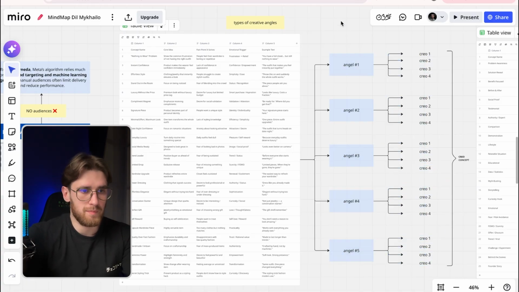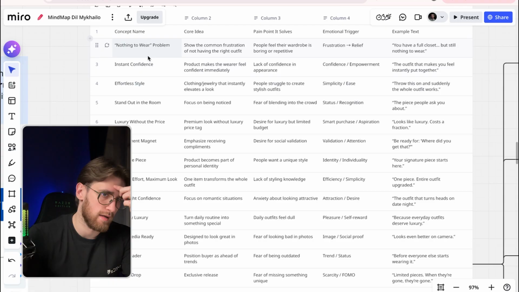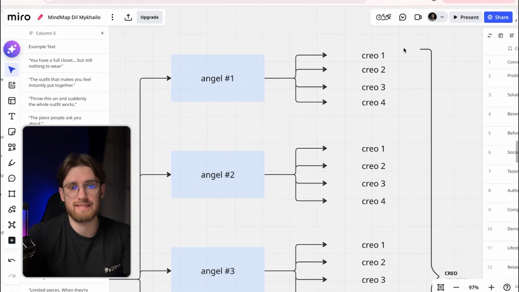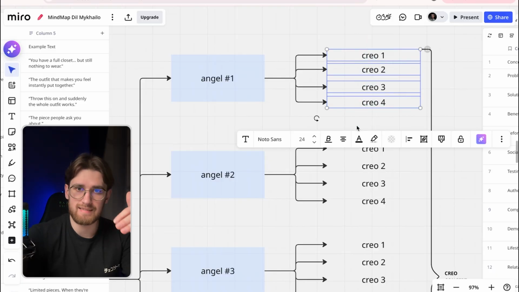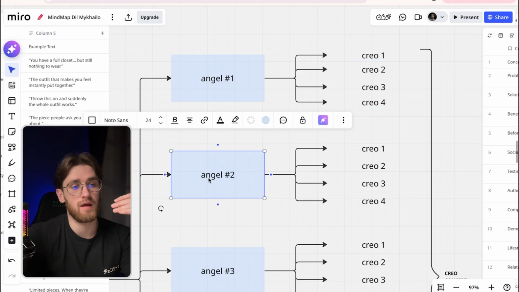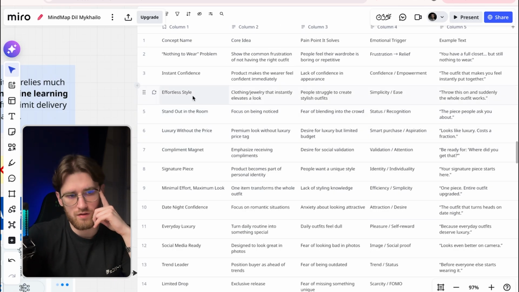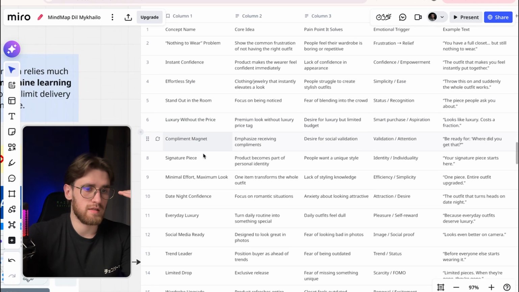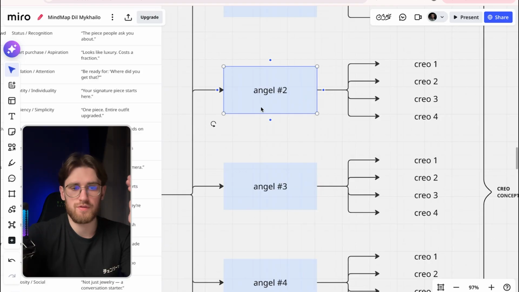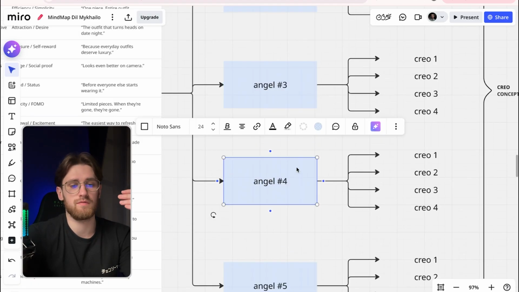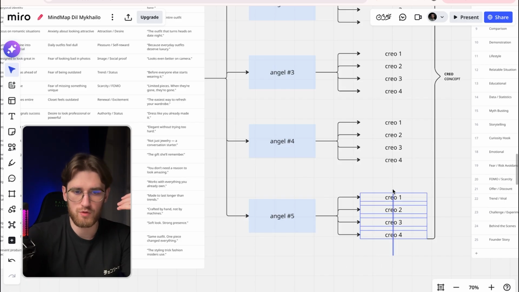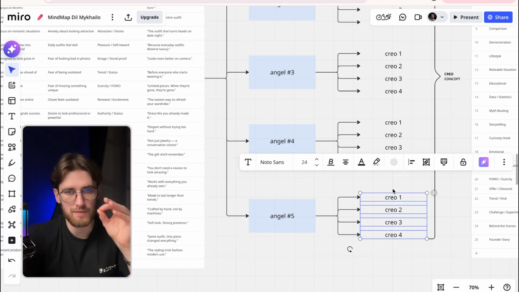Then you can choose, for example, the first 5 angles. For one angle, for example, we take the nothing to wear problem. You create 4 different creatives for this type of angle. Then you choose angle number 2: a flawless style, or luxury without the price, or compliment magnet, or a signature piece. So, different. The second one, third one, fourth one, and even fifth. You choose 5 angles, and for each of them you need to create different creatives. It's very important that they are different.